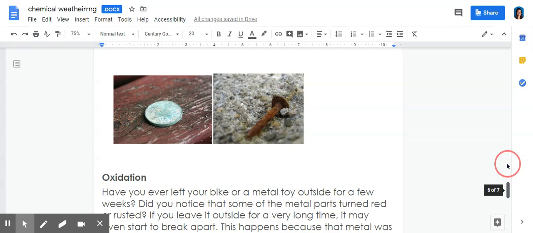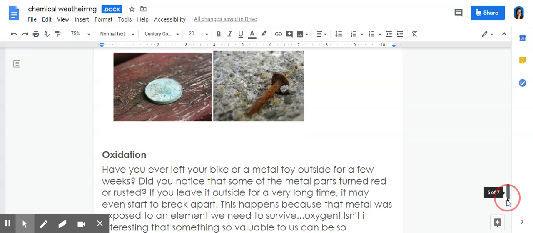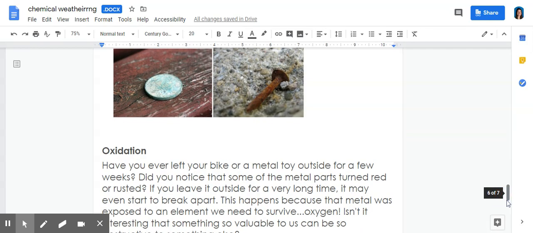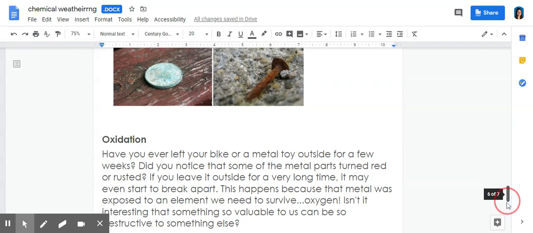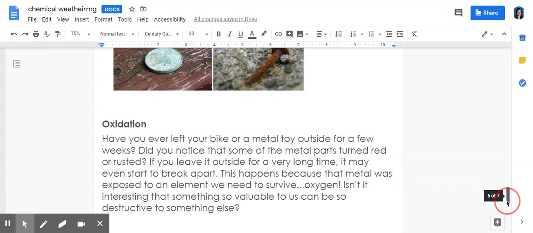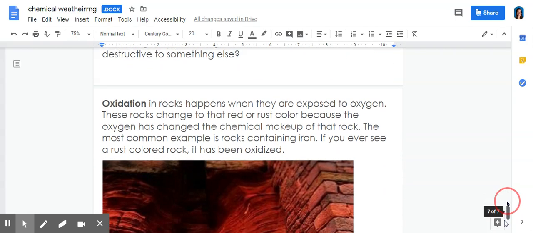Another type of chemical weathering is oxidation. Have you ever left your bike out or a metal toy outside for a few weeks? Did you notice that some of the metal parts turned red or rusted? If you leave it outside for a very long time, it might have even started to break apart. This happens because that metal was exposed to an element we need to survive, oxygen. Isn't it interesting that something so valuable to us can also become something destructive to something else?